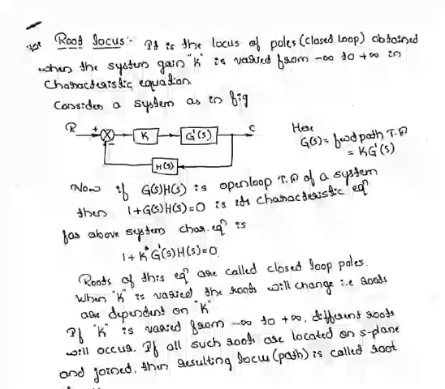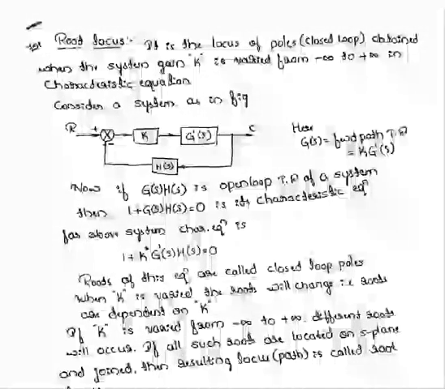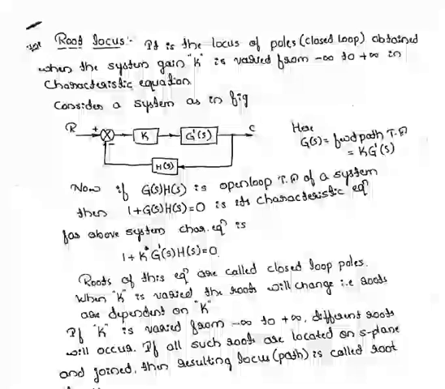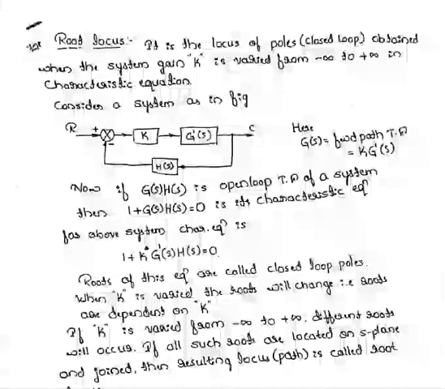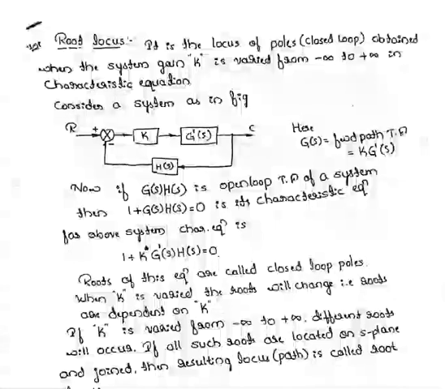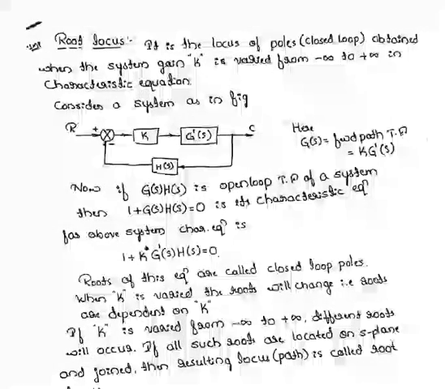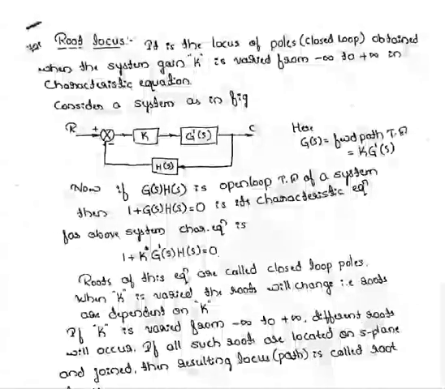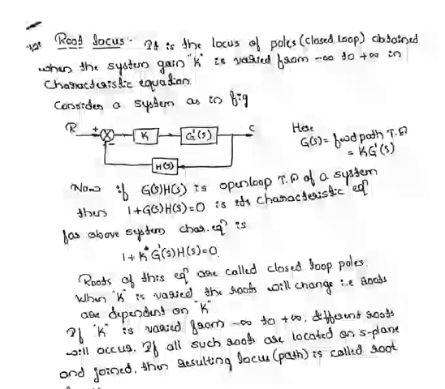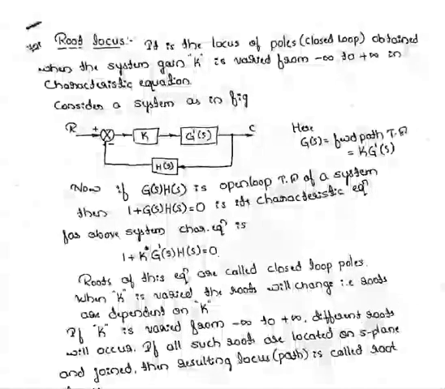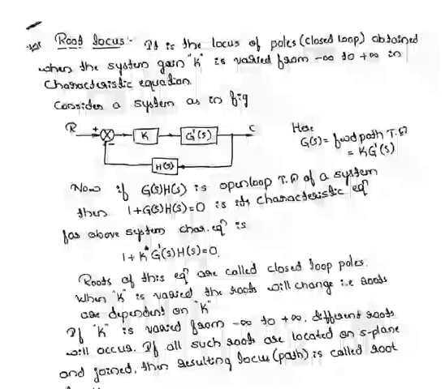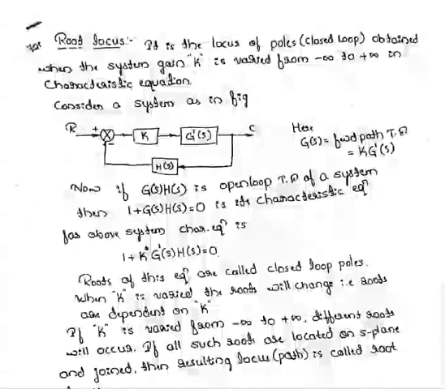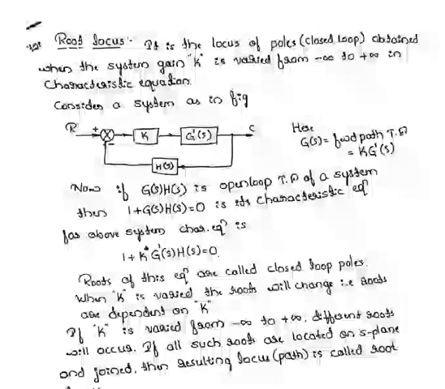So to understand the basic concept of root locus, let us consider a system which is shown in the figure. Here G(s) is the forward path transfer function, that is, K into G'(s) will be the transfer function of the forward path. These are in series, so you have to write the product. Now if you consider G(s) into H(s) as the open loop transfer function of a system, for such a system you can write the characteristic equation as 1 plus G(s) into H(s) equal to 0. It is going to be your characteristic equation.